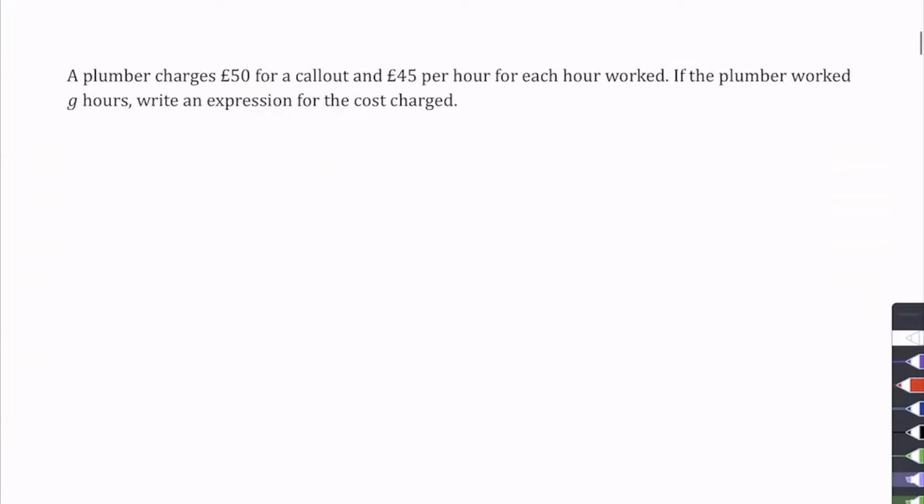So we know that we have to pay the £50 first. And on top of that, we have to add £45 per hour for each hour worked. Well, how many hours did the plumber work? G hours. That could be 2 hours, 3 hours, 4 hours, 10 hours. It doesn't matter. But it's called G hours. So it's going to be 45 times the number of hours, which is G. And this is how we would write this expression.